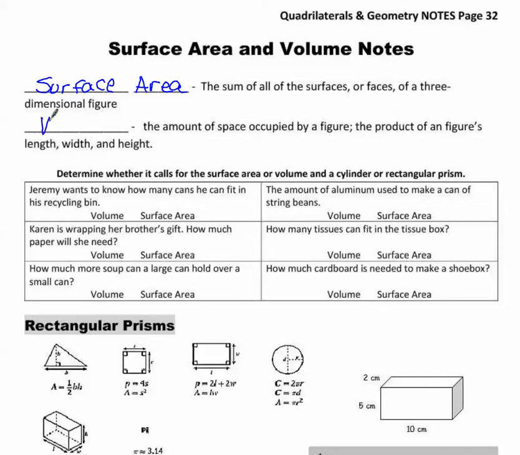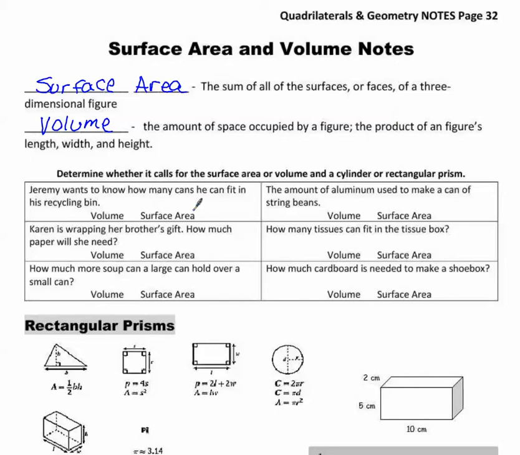The next one is volume. And volume is the amount of space occupied by a figure. So it's the inside, how many little blocks can fit inside of that shape or the prism. So let's talk about when do we use surface area and when do we use volume.